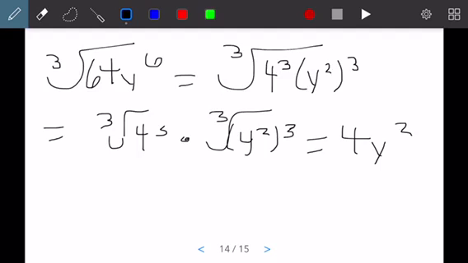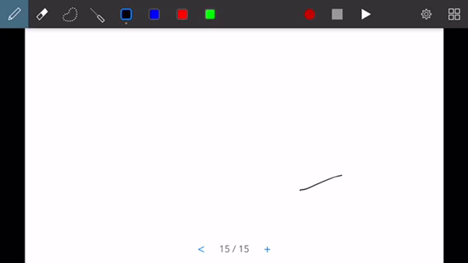And then the 4 to the third factors out, and it just goes to 4. And then the y squared to the third factors out because of the 3. So then the y squared would also go out. So you would be left with 4y squared as the answer. And that's it.